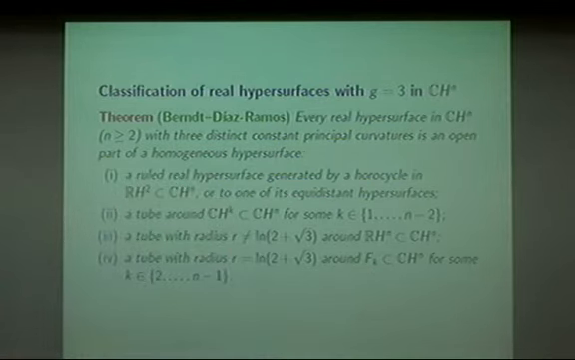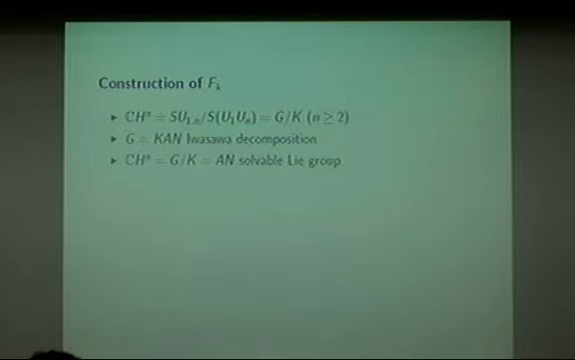I want to explain what this is, which shows that it is more complicated with the homogeneous hypersurfaces in the hyperbolic case than in the projective case. So I want to explain how this FK is constructed.